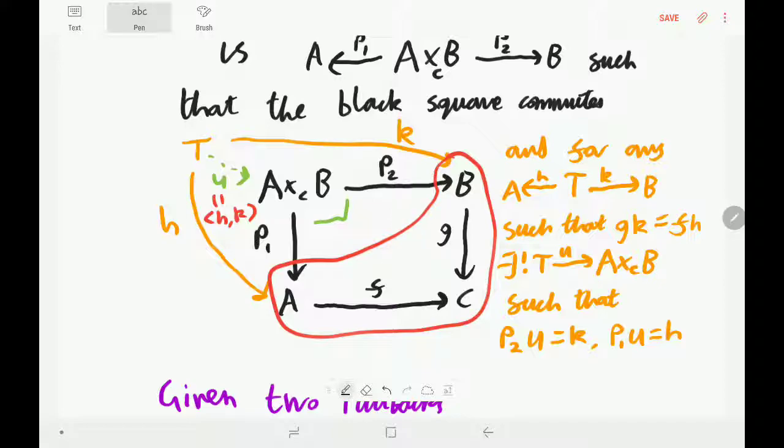So let me just restate the definition again. We want this object A times over C B with arrows P1 into A and P2 into B, such that F P1 is G P2, and also for any object T with an arrow H into A and an arrow K into B, such that F H is G K, there exists a unique arrow U from T to A times over C B, which we may also write sometimes as H comma K using the product terminology, such that P1 after U is H and P2 after U is K. All right.